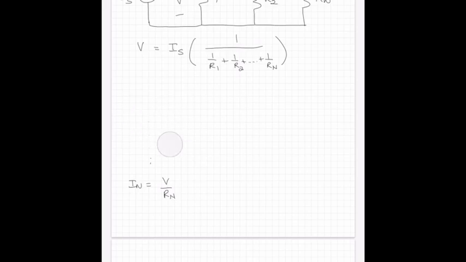I'm going to do one other thing to make this a little easier to write. So let's let REQ equal 1 over R1 plus 1 over R2 out to 1 over R sub n. Okay, so now we can write V is equal to IS times REQ. Again, REQ is the parallel combination, and so we can write that I1 is equal to V over R1, I2 is equal to V over R2, all the way down to IN is equal to V over RN.